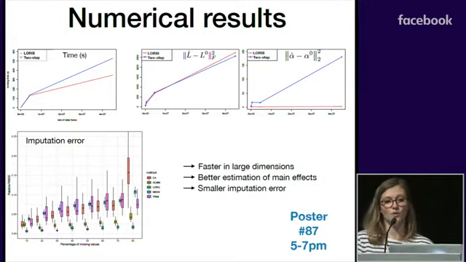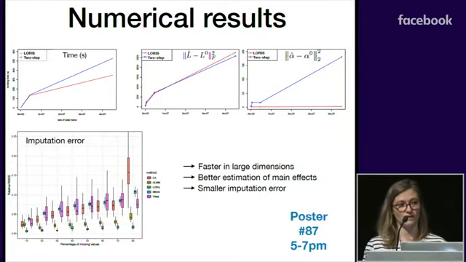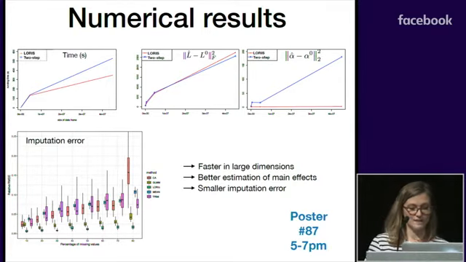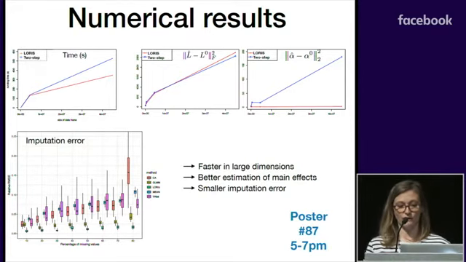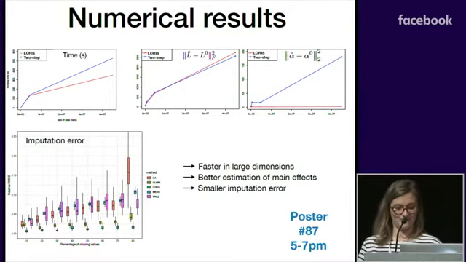And finally, we compared low-rank in terms of imputation error to existing methods in ecology that are used to impute count data. And so our method is the green box plot on the bottom. And we show that it has a smaller imputation error, and furthermore, it is robust to large proportions of missing values. So thanks for your attention, and if you want more details, our poster is downstairs and it's number 87. Thanks.